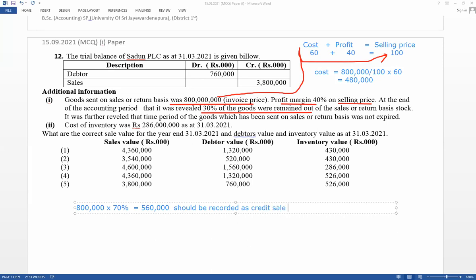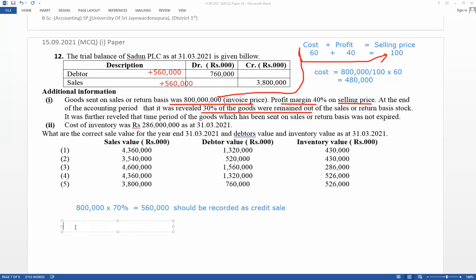As a credit sale, therefore debtors account debit, sales account credit. 560,000 should be added to both debtors and sales. Debtors plus 560,000, as well as sales plus 560,000. It has not been recorded now. Note that it is not a deduction like the earlier sum, where we deducted because it was already recorded as a credit sale. If it was recorded, we remove the unsold portion. If not recorded, we record the sold portion. Therefore, now 70%: debtors account debit, sales account credit.